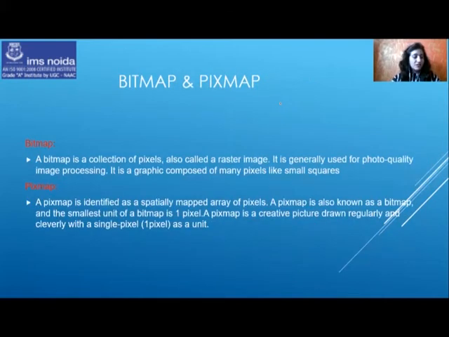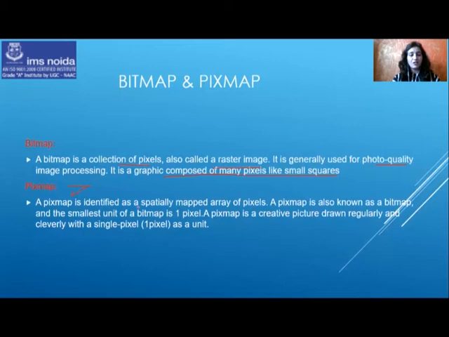Now the next is a small definition, that is called a bitmap or pixmap. Bitmap means an image, bit means two, an image made up of two values, that is 1 and 0, that is called a bitmap, right? So a bitmap is a collection of pixels, also called a raster image. It is generally used for photo quality image processing. It is a graphic composed of many pixels like small squares. And pixmap means it's made up of more than two values.